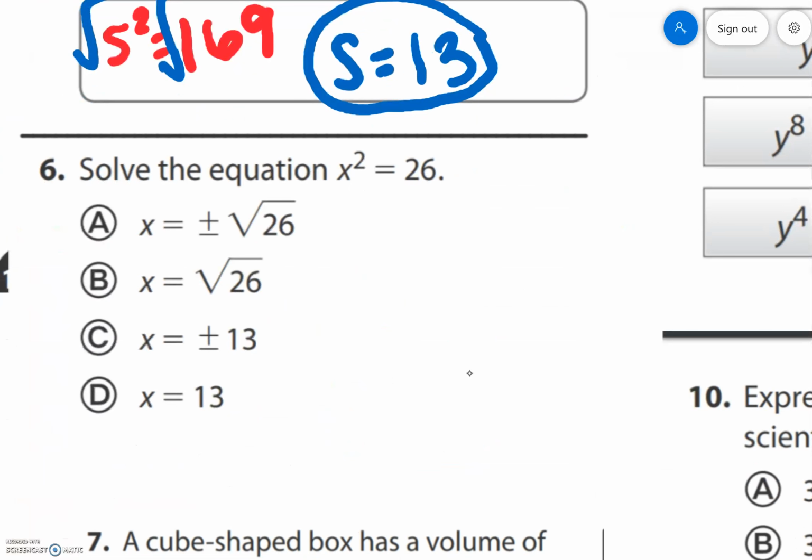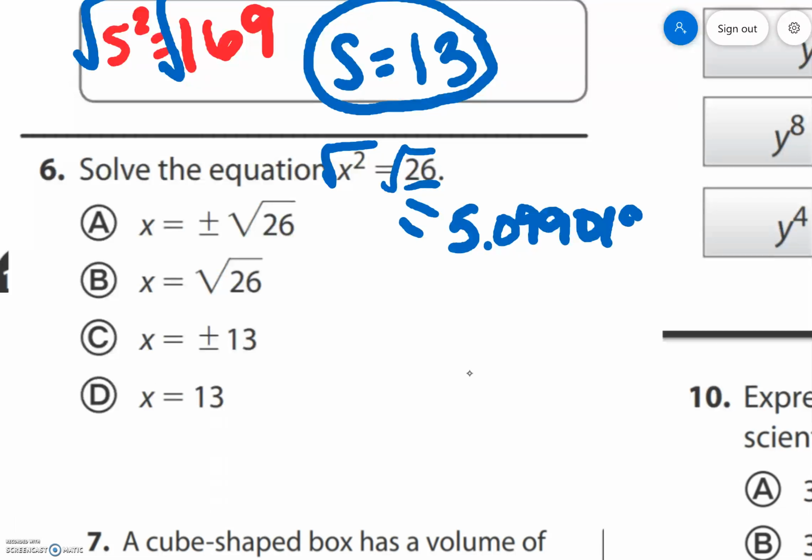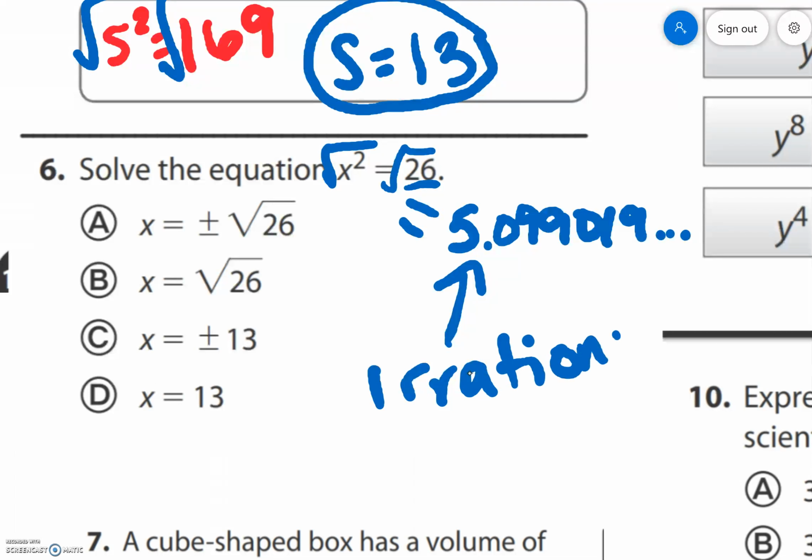Number 6, solve the equation x squared equals 26. Well, remember, in order to get rid of the square, we're going to take the square root. So if I do the square root of 26 in my calculator, I get 5.099019. Keeps going. This number, irrational. Since it's irrational, we're not going to write the whole thing out. We're just going to write it with the square root symbol.